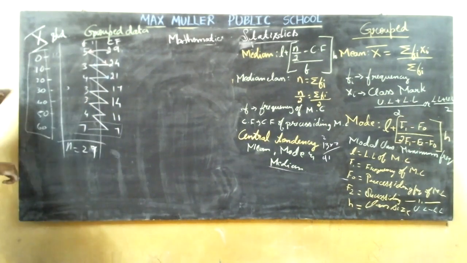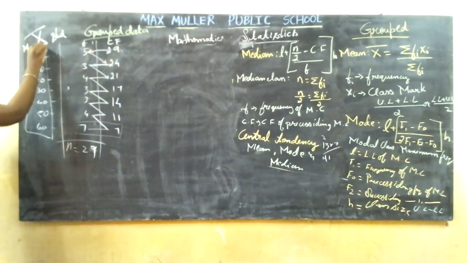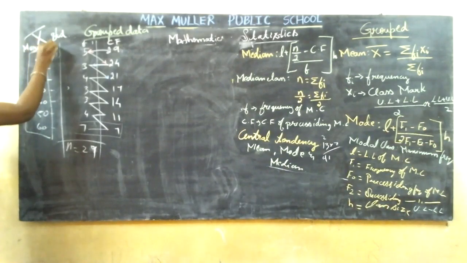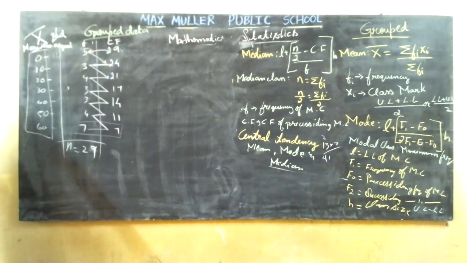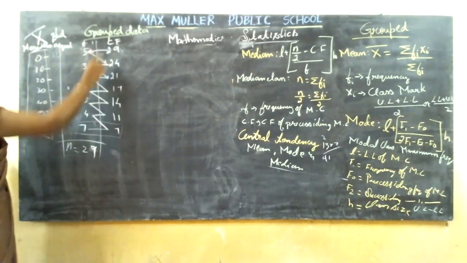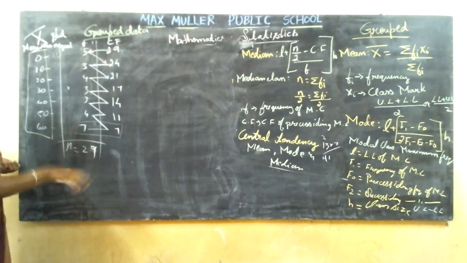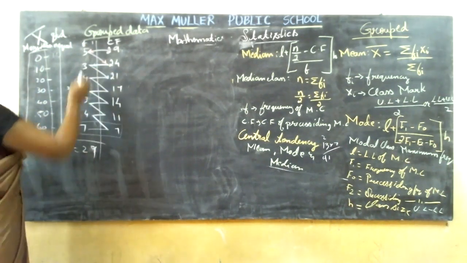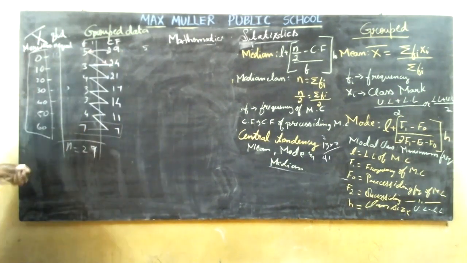If they ask you for more than or equal, the cumulative frequency varies. Less than, the first question, how we did, is the same. If it is for more than, you take this n first, then you subtract. If it is for less than, you keep 5 as it is, then you add. Did you understand?